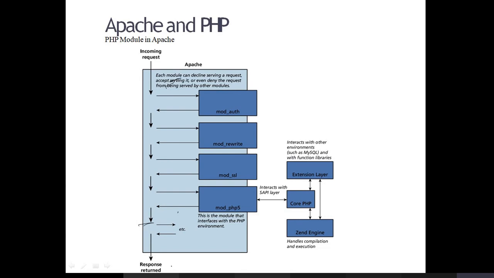You can just observe there is a response. The request comes to the server and it is processed with different modules. Each module can decline serving a request, or it can accept the request. Even a denial of the request from the server can happen by another module.